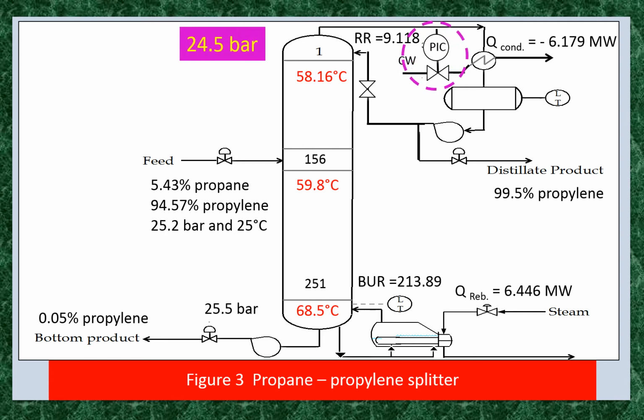This is done by a pressure controller. The process control loop for pressure control is called PIC, pressure indicator cum controller. The PIC controls the pressure at around the set point. The set point is the desired value of the pressure at which the column is designed to operate.